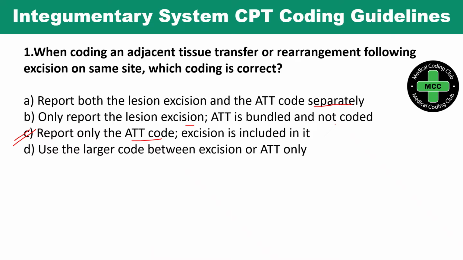Report only the ATT code, and excision is bundled with the ATT procedure. So we only report the tissue transfer code. The defect size and the recipient site determine the code selection, and the excision is already bundled with the ATT procedure. So the correct answer is option C. And also, if you get ATT plus simple repair, then the simple repair is also included in the ATT procedure. So yes, let's go to the next question.